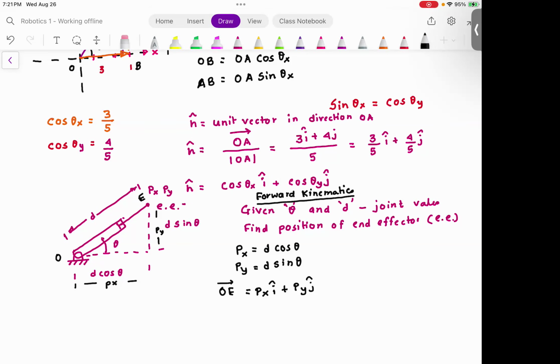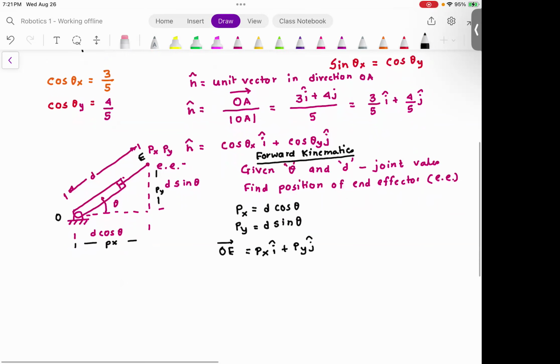This is a simple planar robot, so everything is great. Now, can someone tell me, I have represented OE in terms of i and j. Can I represent OE in terms of a unit vector that is oriented in the direction of the robot? But what is the difference between the unit vector i, unit vector j, and this unit vector n?